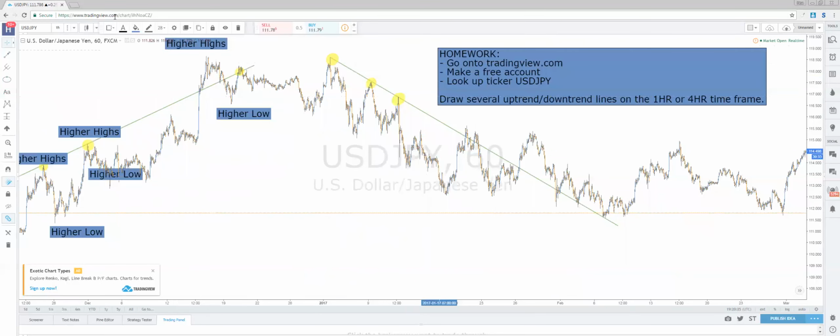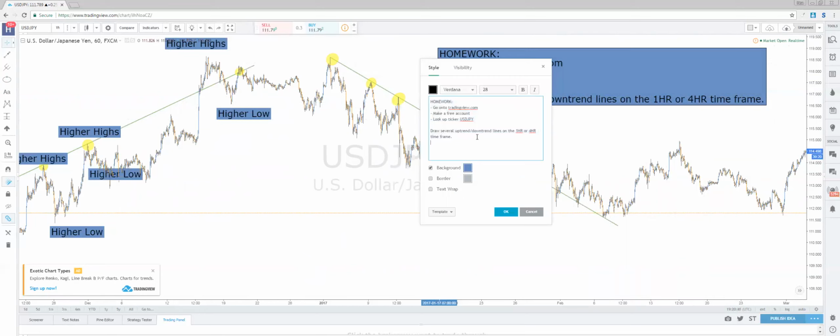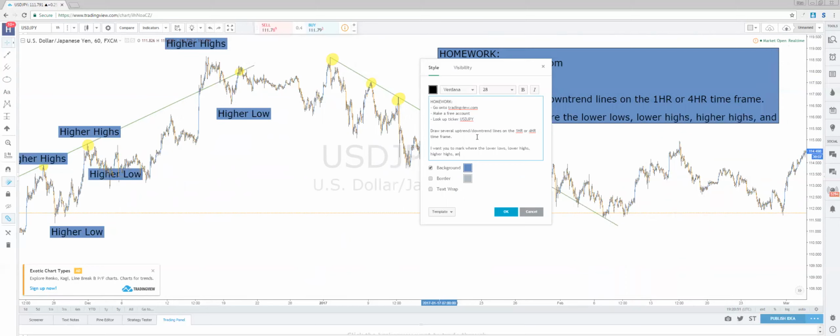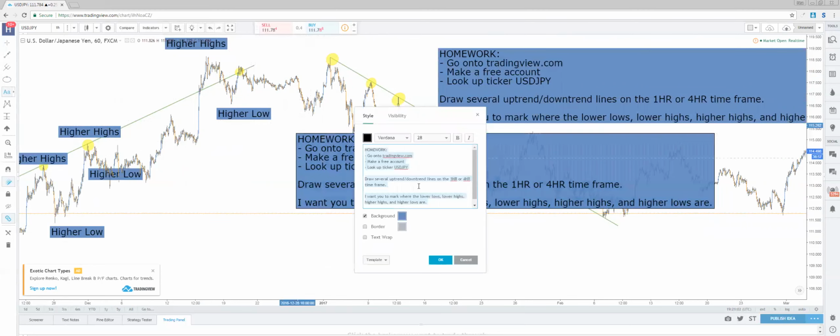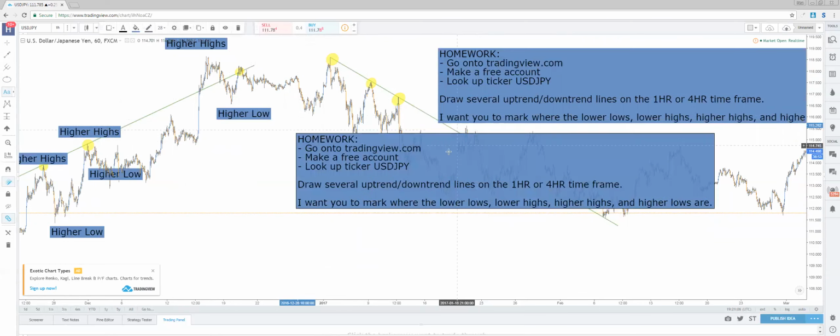Go into tradingview.com, what I'm on now, make an account, look up the ticker USDJPY, the one that I'm on right now, and I want you to go ahead and draw several uptrends and downtrends on the 1 hour and 4 hour time frame, and I want you to mark where the lower lows, lower highs, higher highs, and higher lows are. Okay, I want you to mark like what I did here. Use this text button right here, and write out for me where those areas are.